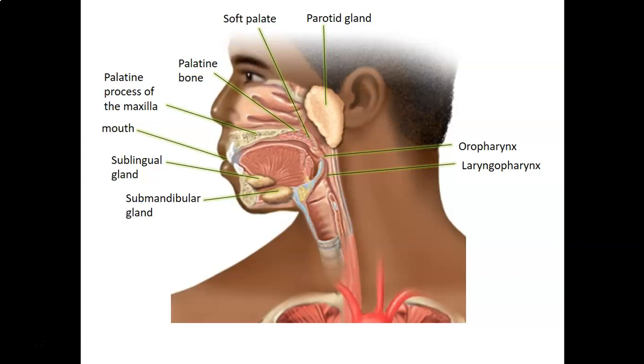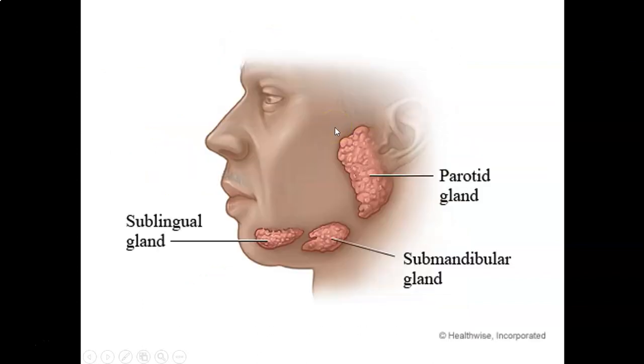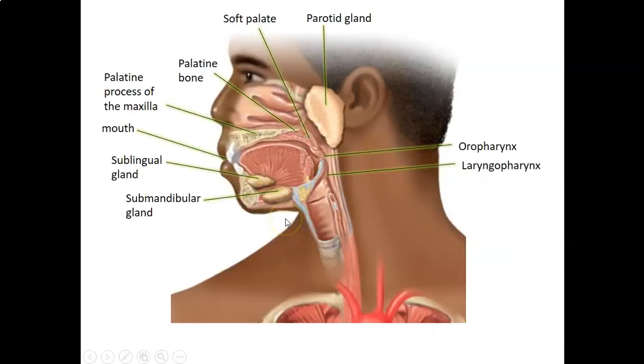Then there's the parotid gland. It's found right on the side, in front of your ears. You can see it here. And so there are actually tubes that will allow these 3 different glands to secrete saliva and any salivary enzymes like amylase and so on into the oral cavity. But this is the location of these 3 glands.